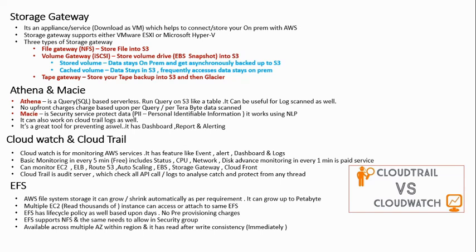Understand CloudWatch and CloudTrail. CloudWatch is AWS monitoring. It has features like events, alerts, dashboard and logs. So we understood this thing, right? Anything we are monitoring in AWS is done through CloudWatch. I gave a picture like this one. Basic monitoring is 5 minutes, which includes CPU, network, disk, right? It doesn't include memory though.